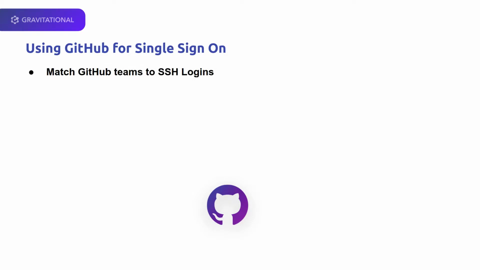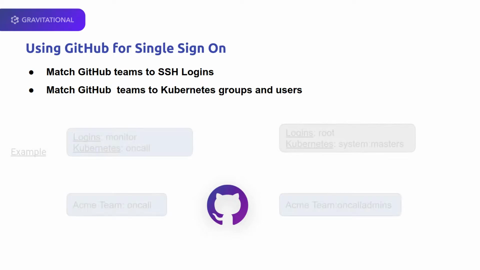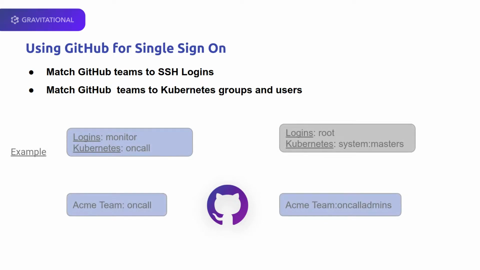We're going to be matching specific GitHub teams to SSH logins, such as root user access. We're going to be matching GitHub teams for Kubernetes usage, whether matched to groups or users. Now, in terms of the example today, we'll have two teams. First is the on-call team that has a monitor SSH login access and the on-call Kubernetes group. And we have another on-call admins team that has root access and the Kubernetes group system masters.